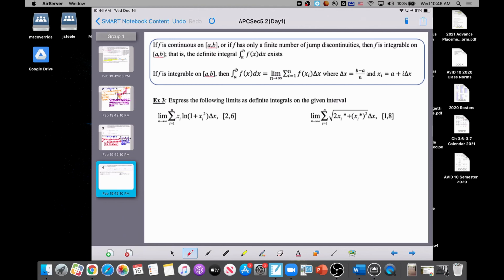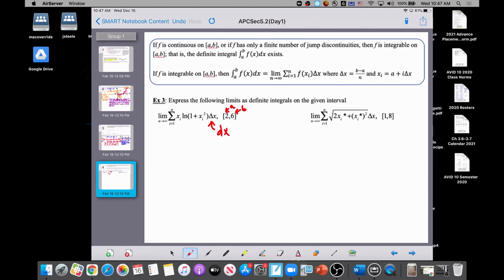So again, keep in mind that the change in x, this is represented by dx in our integral form. The 2 to 6, that's going to be our limits of integration. So a is 2 and b is 6. And then our function is what we see after our summation notation. So in this case, natural log of 1 plus x squared.